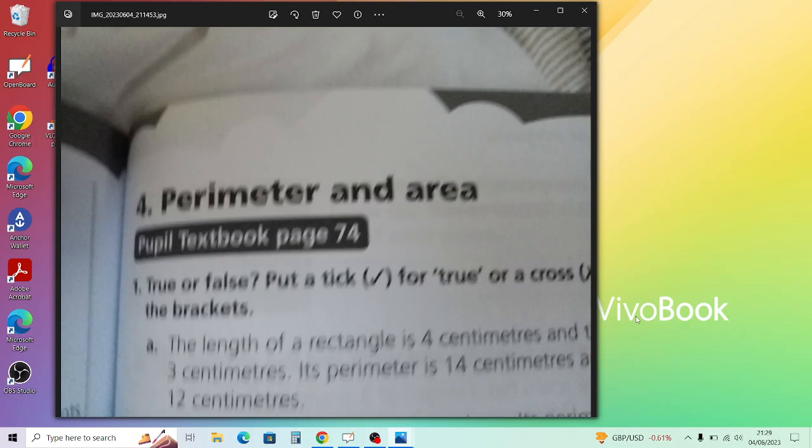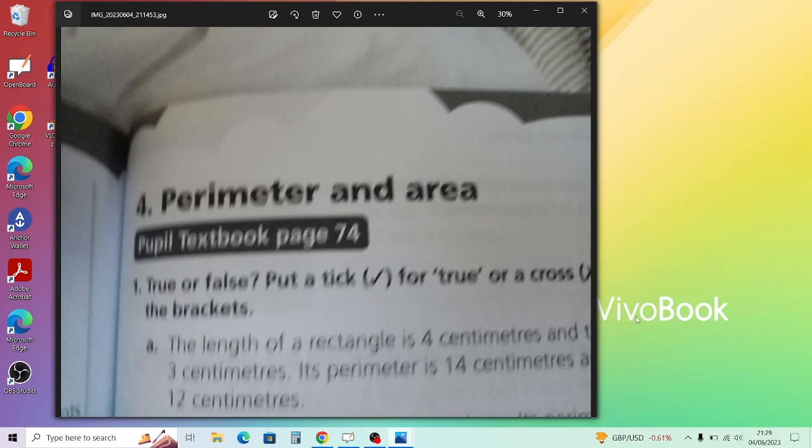The side of the square is 3 meters long. The perimeter is 12, and the area is 12. Let's see if that's right. So the perimeter is 3 times 4. Good. And the area would be 3 times 3, so it would not be 12. And let's do question 2.